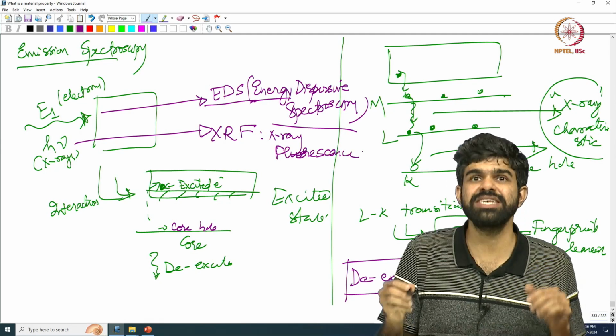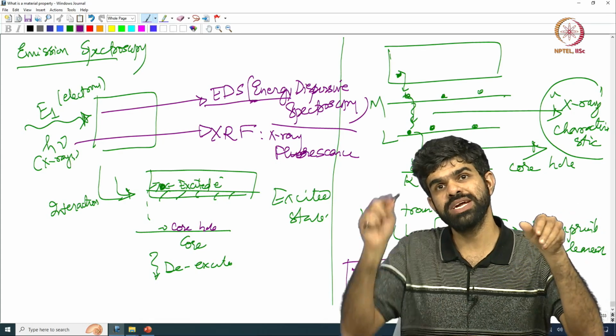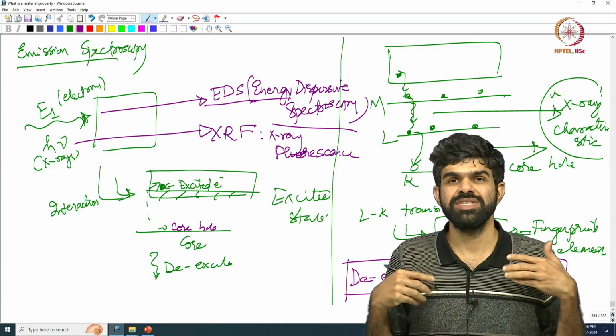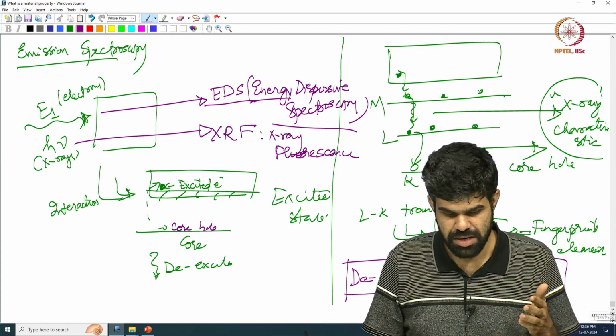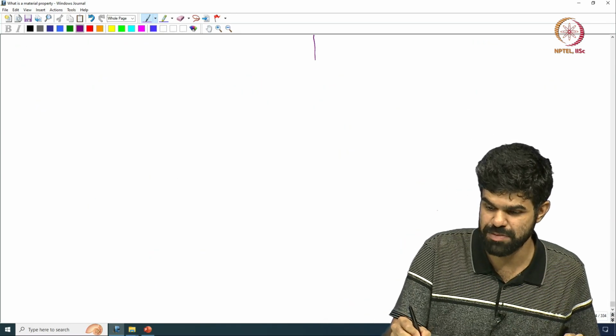The essence of the technique is the same. I understand the chemistry, right. I use electrons or X-rays and then look at the X-rays that come out, so it is an emission spectroscopy. If I do it with X-rays, it is X-ray fluorescence. If I do it with electrons, it is called EDS, or energy dispersive spectroscopy.